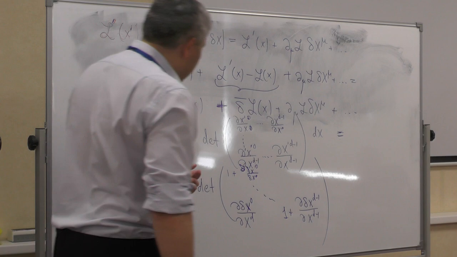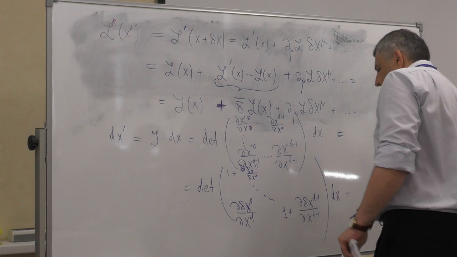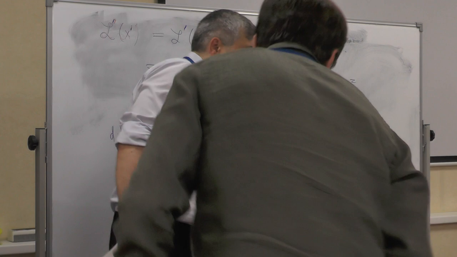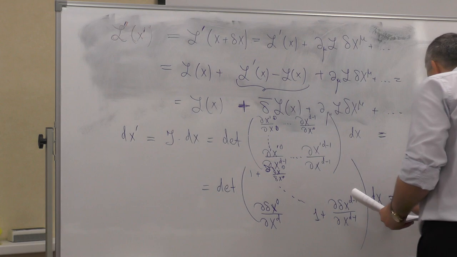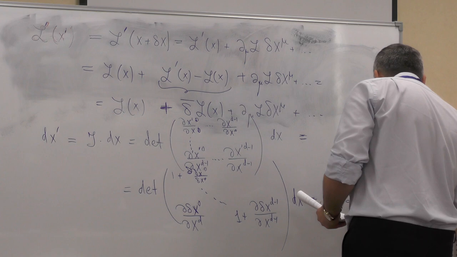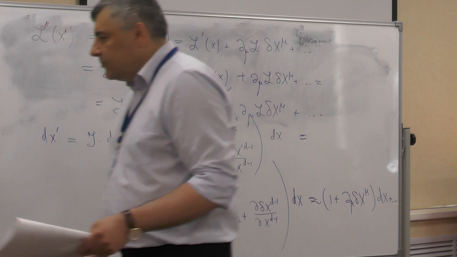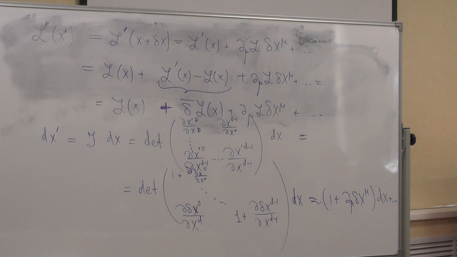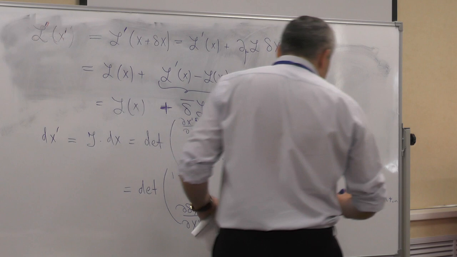So if you now would like to evaluate this determinant up to the first order in epsilon, the contribution to the first order in epsilon will be provided only by the main diagonal. And this will be given by the following expression. If I restrict myself to the terms of order epsilon, they will give me just the divergence ∂_μ delta x^μ dx plus dot dot dot, which I'm not interested in. So this is how the integration measure changes up to the leading order in the transformation parameter epsilon.